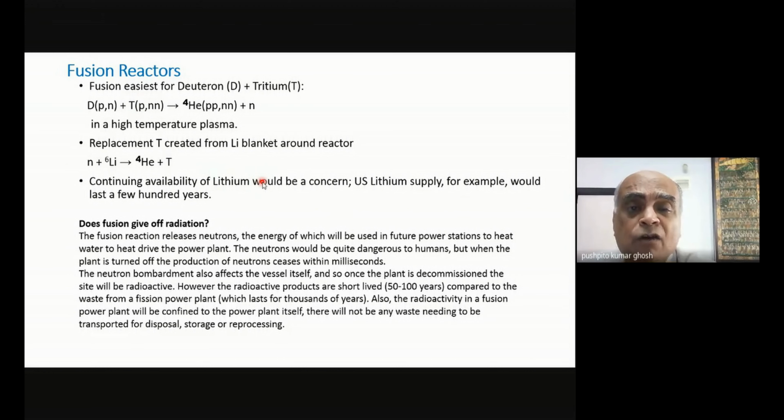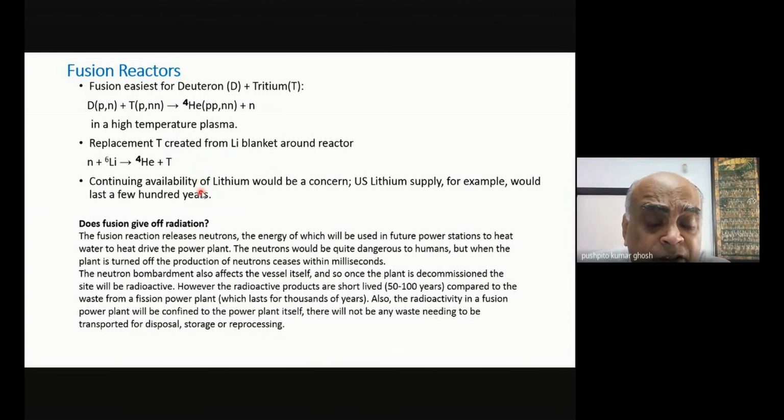So if any of you are looking to work on a great problem in renewable energy, go and try to extract lithium from the sea. See if you can do it. Just so that you have an idea.